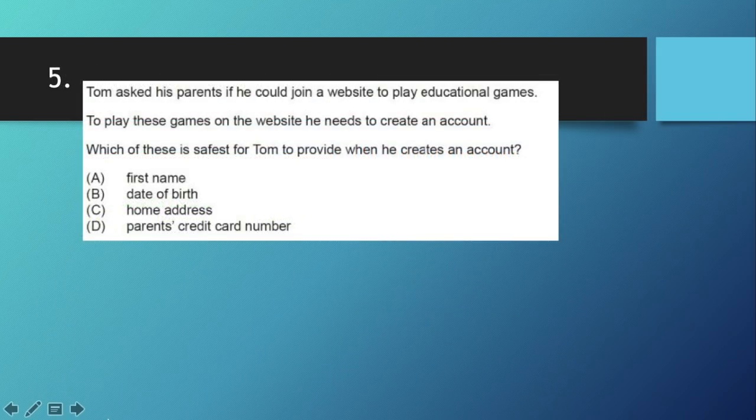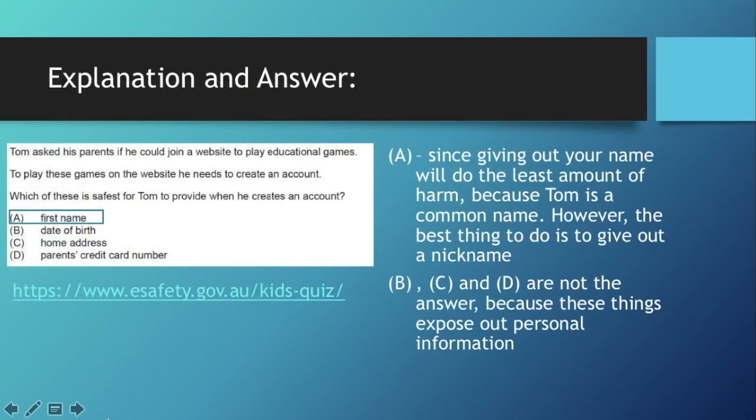This question is about the safest information to provide when creating an account. The answer is A, since giving out your name will do the least amount of harm because Tom is a common name. However, the best thing to do is to give out a nickname. B, C, and D are not the answer because these things expose your personal information.